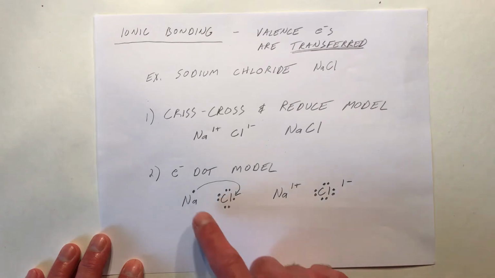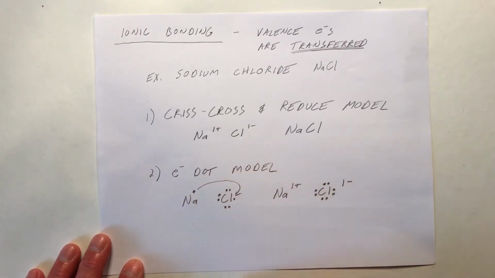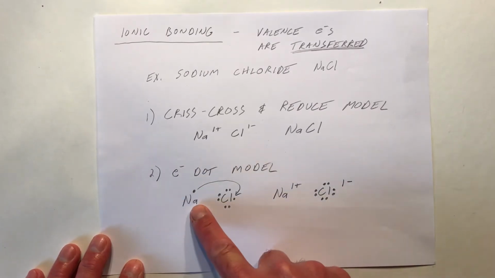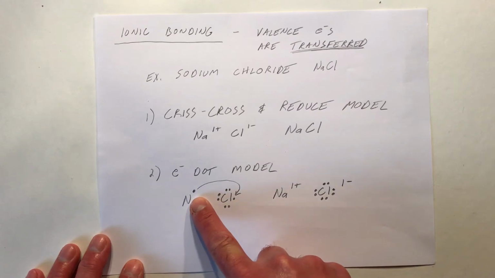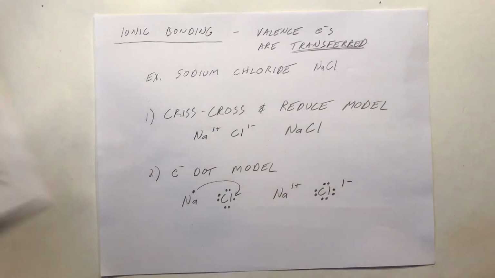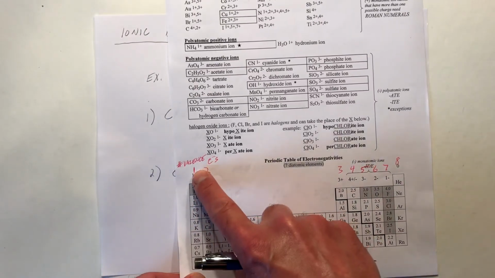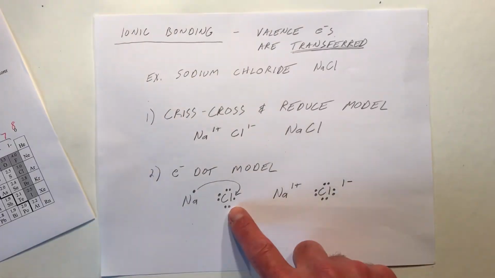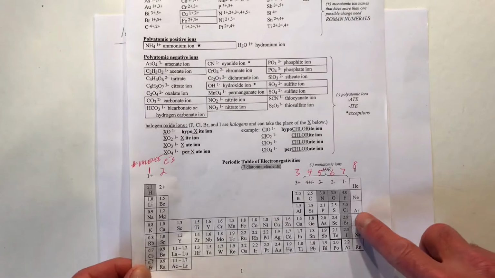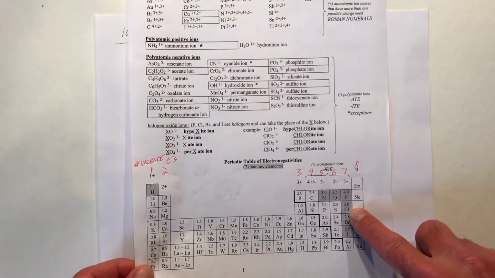Another way to represent ionic bonding is to use the electron dot model. Here we draw the electron dot structure for sodium. Notice it has 1 dot because sodium is from the column where there's 1 valence electron. You can see that in red. And chlorine will have 7 dots. It's from the column where there will be 7 valence electrons.